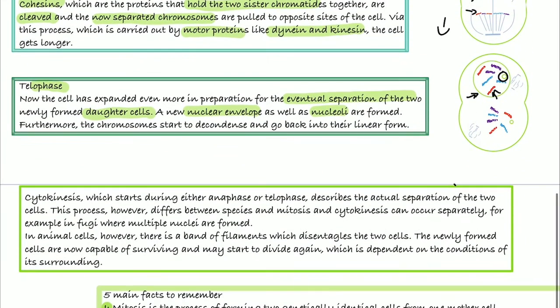Cytokinesis, which is the actual process of separating cells, can start during anaphase or telophase, but this depends on the organism. So in animal cells, like in our cells, there's a band of filaments which pinches the two cells apart, and this starts during anaphase or telophase. But for example in organisms like fungi, mitosis and cytokinesis are two separate processes as they've got multiple nuclei.